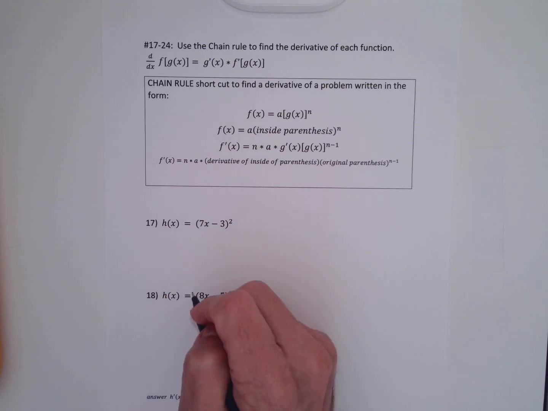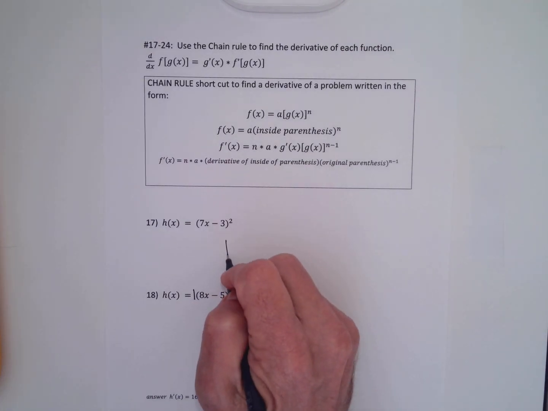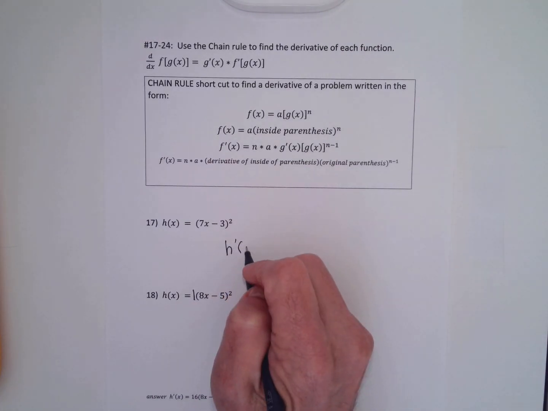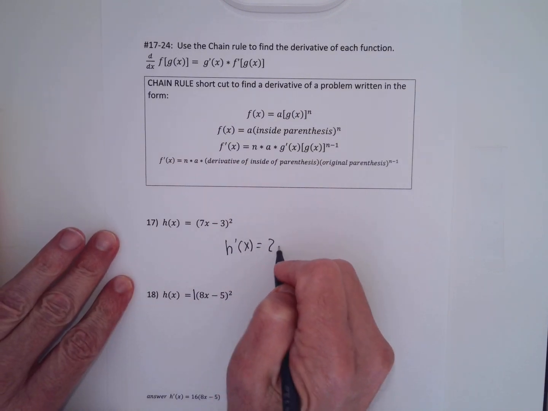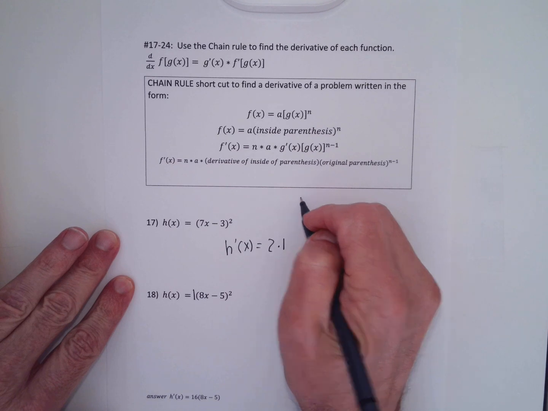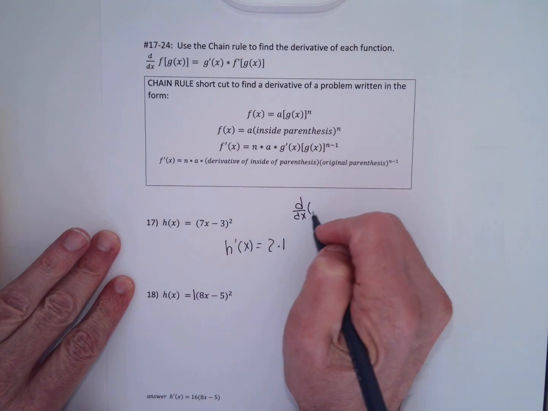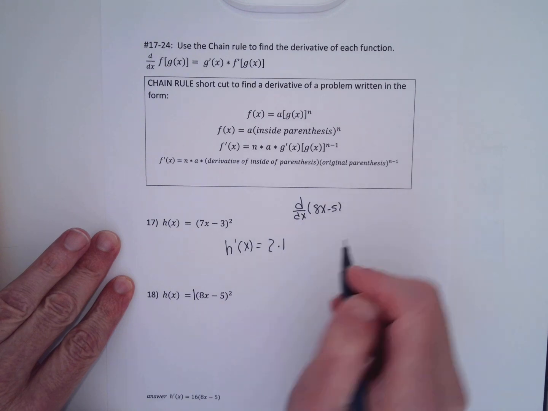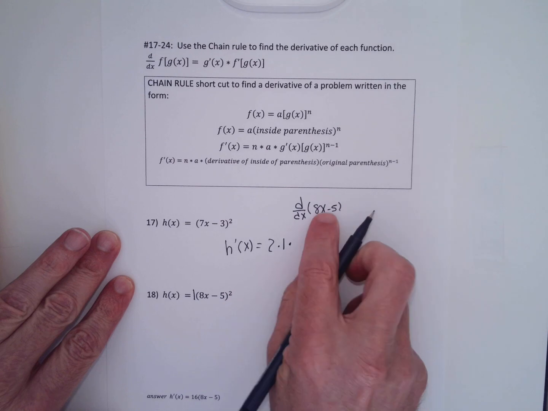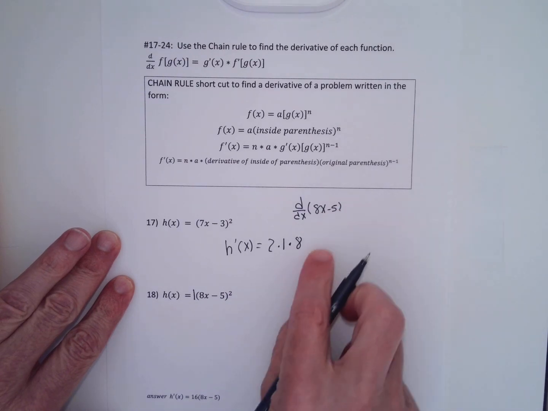That's perfect for problem 18. For problem 18, I'm going to think of the coefficient being 1, and I'm going to say the derivative is the exponent 2 times the coefficient 1 times the derivative of the contents of the parentheses. This is a symbolic way to write the derivative of the contents of the parentheses. The derivative of 8x is just 8. The derivative of minus 5 is 0.